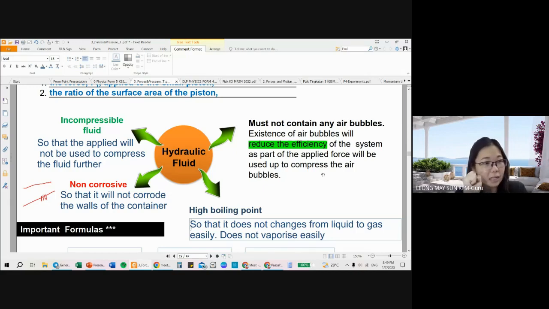And if it has a low boiling point, then the whole car will start boiling, and you'll start seeing vapor coming out. Seriously, you don't want to be in a car that keeps giving out vapor. All right, so these are the 4 characteristics of a hydraulic fluid. I hope you are writing this down. I'm giving you 5 seconds before I change to the next part.